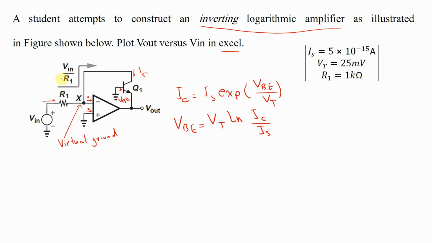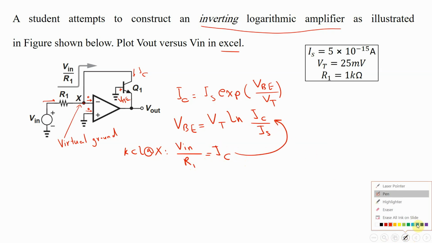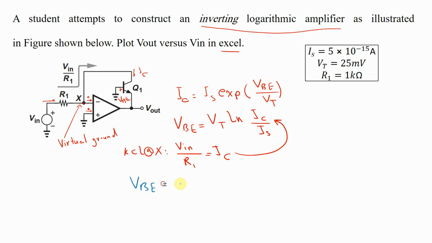IC is equal to V in divided by R1. You can use KCL at node X. By using KCL at node X, you can derive this equation, V in divided by R1 equals IC. So we can substitute this in this equation and rewrite it. So VBE equals Vt ln of, instead of IC, V in divided by R1 times IS.